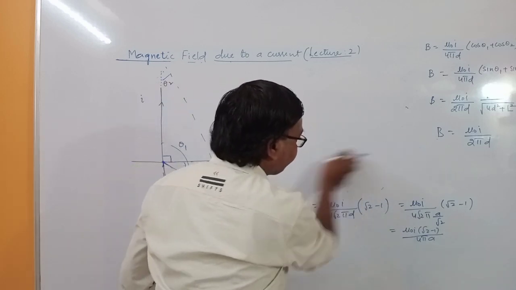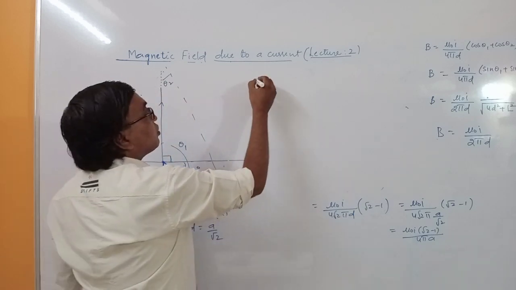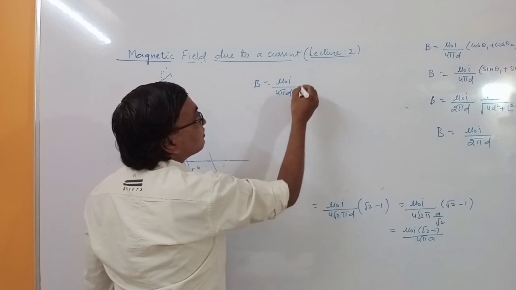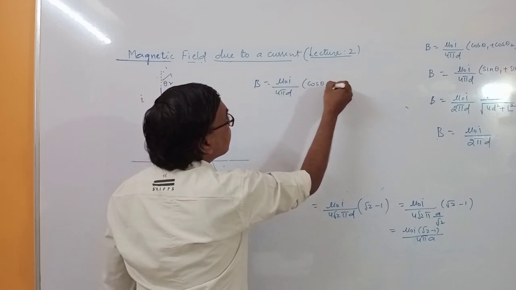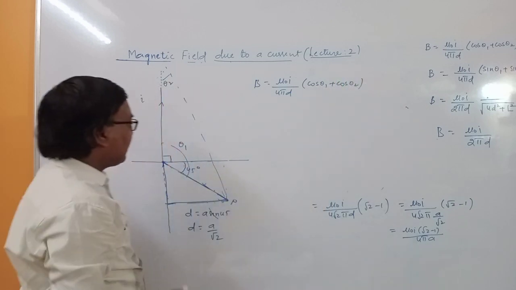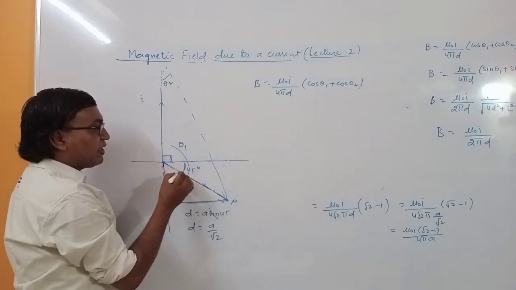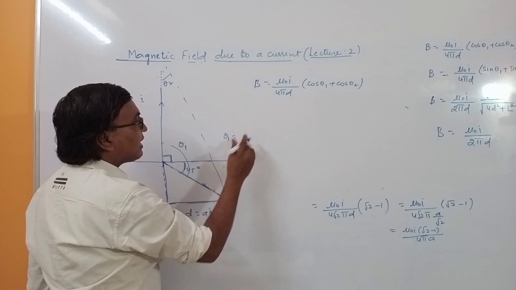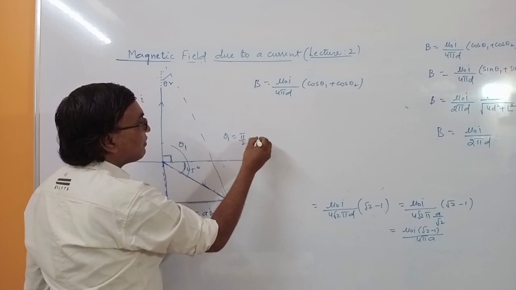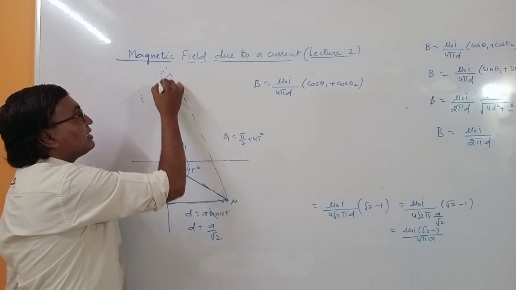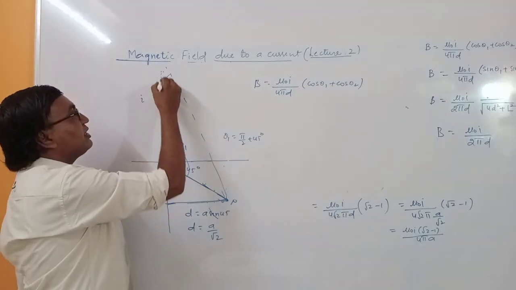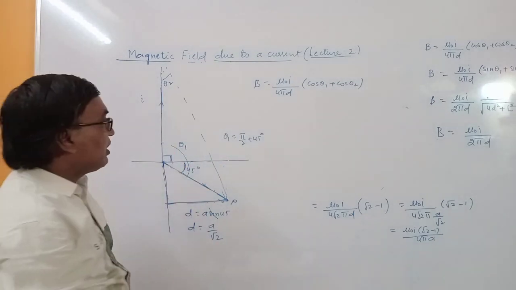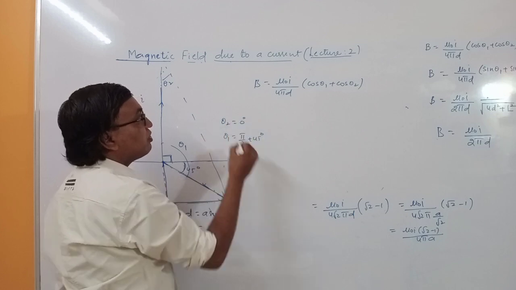So let us check. B is equal to mu naught I upon 4 pi d times cos theta 1 plus cos theta 2, which is easier. So this is 90, this is 45, so theta 1 will be 90 degrees plus 45 degrees, that is pi by 2 plus 45 degrees. Then this angle will become 0 because it is going to infinity. When this wire becomes straight, the angle between these two will be 0 degrees. So theta 2 is 0 degrees.